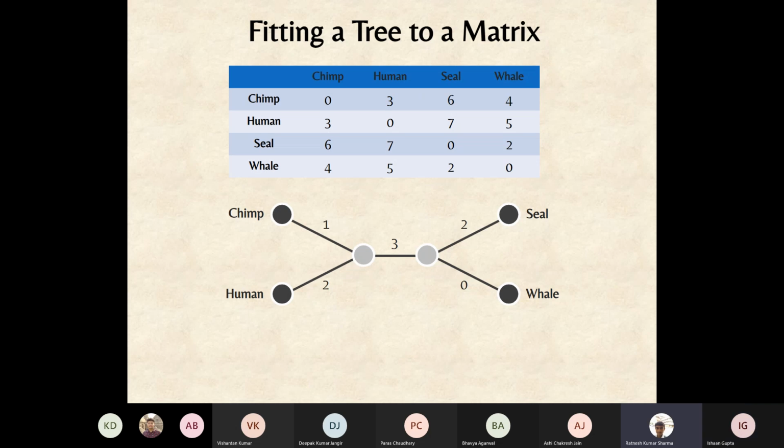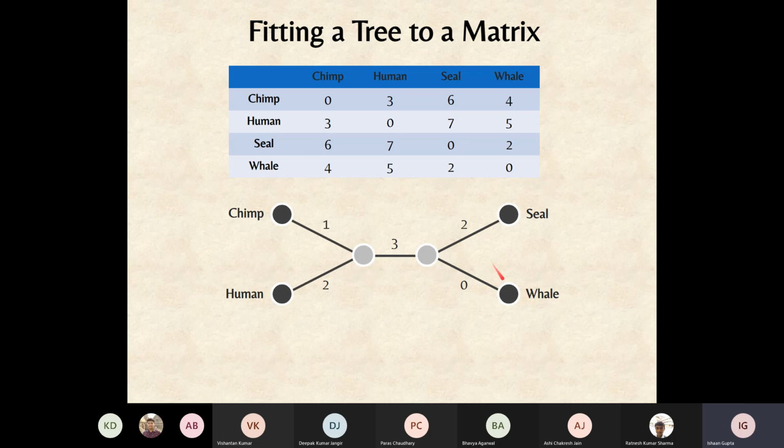If the distance is zero, can't we say that this is the same species? If the sequences are the same, then only the distance will be zero. Yes, exactly, but you don't know this species, right? This is an ancestral species. But here, can't we say that this implies that seals have originated from whales? You can say that if you compare it with respect to chimps and humans in this context, seals are closest related to whales.